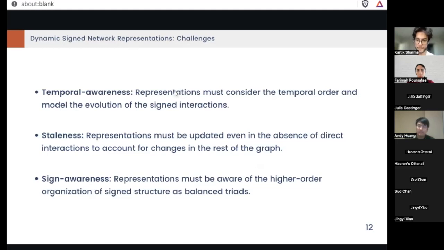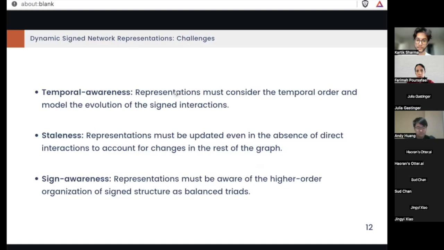And for the staleness, you're saying that we should consider the update in the absence of direct interaction. So in this case, if we have an indirect interaction, like what you mean, a friend of a friend, like what we are talking about for the balance theory.